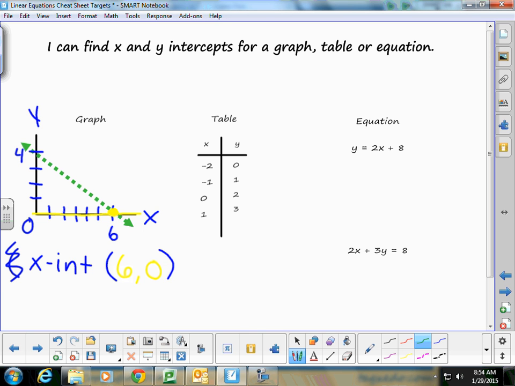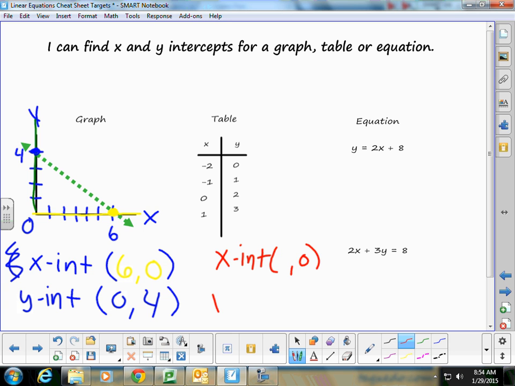On this line, you are always at 0 for x, but you have a value for y. You happen to be at 4 for y. Here, same thing. X-intercept is where y is 0. Y-intercept is where x is 0.